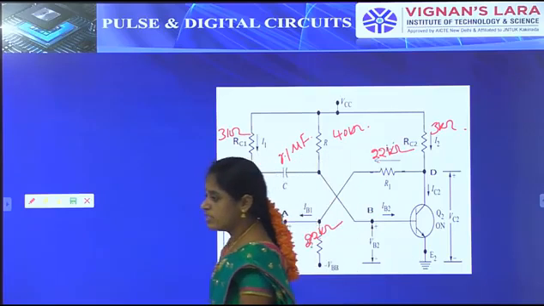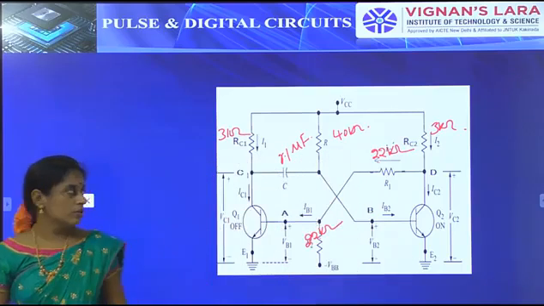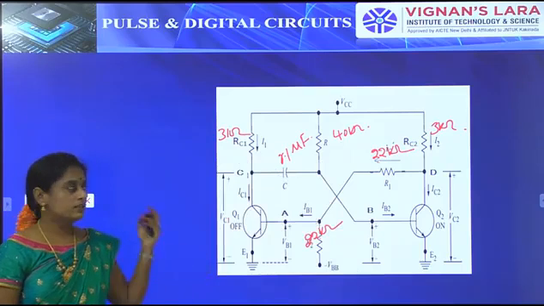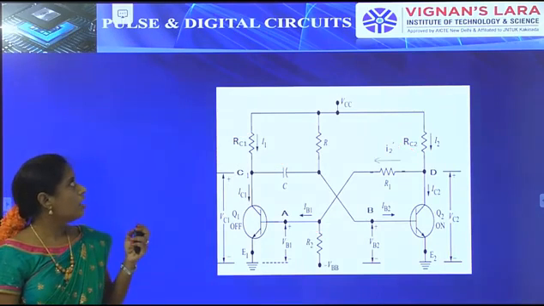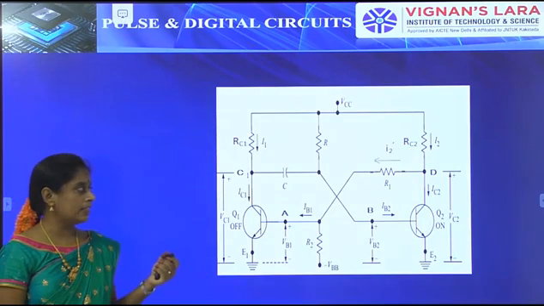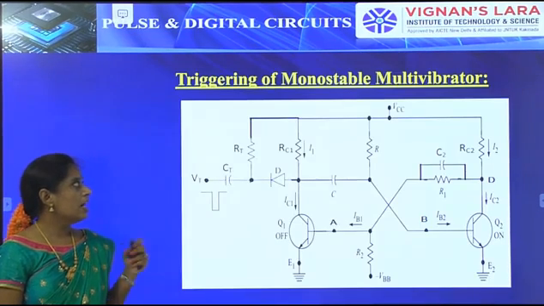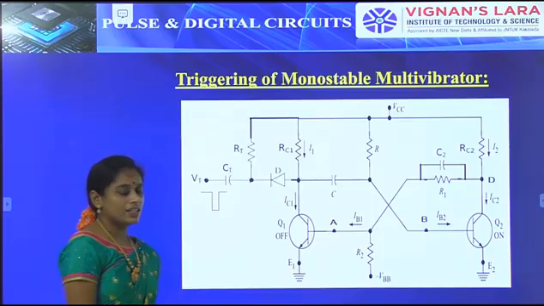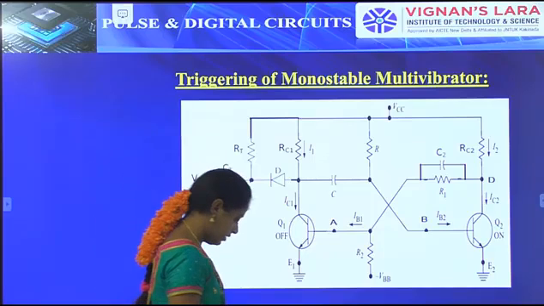So after finding these values, we just have to substitute these values in this diagram. So that is about the monostable multivibrator design procedure. And the next very important thing is the triggering of the monostable multivibrator.